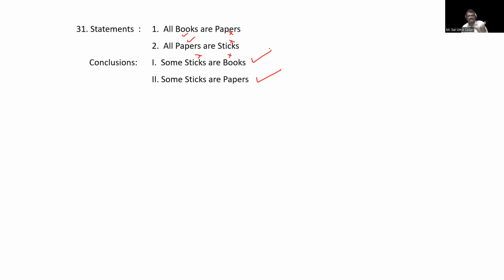Next, both the terms are not distributed. What is the property? If any term is distributed in the conclusion, the term must be distributed in the statement. Here, both the terms are not distributed. So that is a valid mediate inference. So what is the answer? Both 1 and 2 are valid.